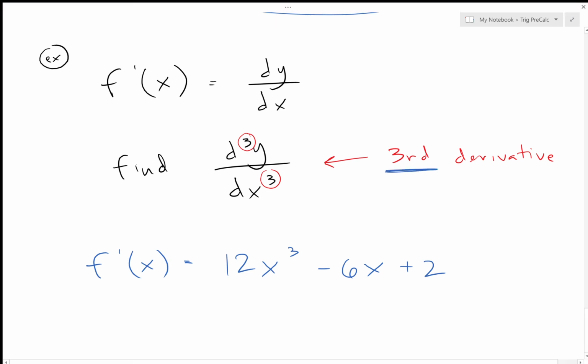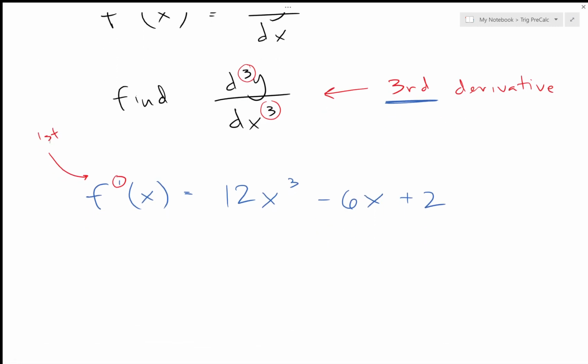What we're given right here is the first derivative. All right? So what we're going to find next is the second derivative. These 2 marks here mean we're finding the second derivative right now, and eventually we're going to find the third. So all it is, is keep taking the derivatives until you get to the one that you want, in this case the third. All right, so let's do this.